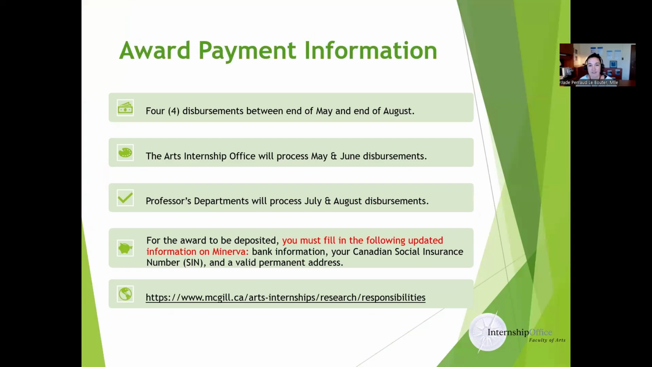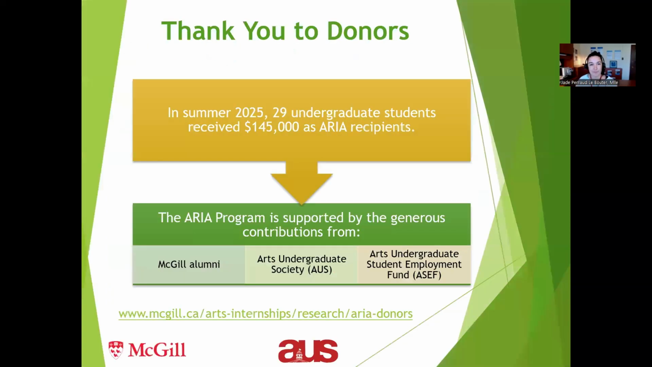A few more details about the award payments. They are disbursed in 4 payments throughout the summer. So again, our office takes care of the first 2 payments in May and June. And then the department, the professor's department takes care of dispersing the award in July and August. Just to note that you need to have a valid open bank account in Canada and a Canadian social insurance number and a permanent address to be able to receive the award. Everything is listed on the website in more detail, but just a quick note to mention now.